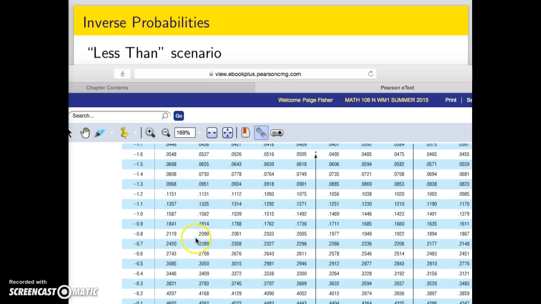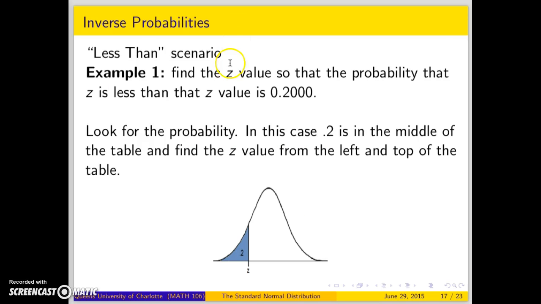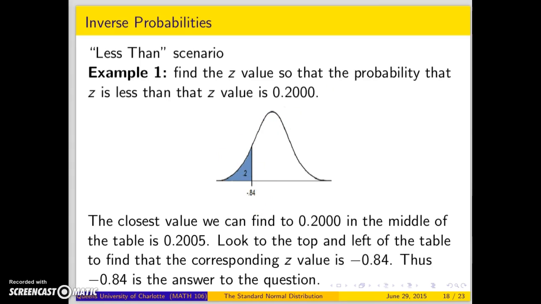And it looks like right here. So we see that negative 0.8 and going up here, negative 0.84 is our answer. So again, the less than side is pretty simple. We look in the table, and the answer is negative 0.84. So that's the less than scenario.